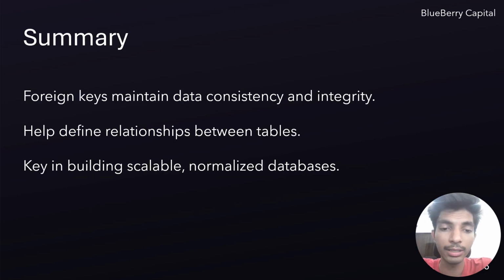So in summary, foreign keys maintain data consistency and integrity. As I've explained, they help define relationships between tables because they can reference a table which has a primary key, and they are key in building scalable and normalized databases. For any database you have to normalize them, and for normalizing them you have to reference from one table to another table, because that is what normalization actually means, and this is achieved through the combination of primary key and foreign key.